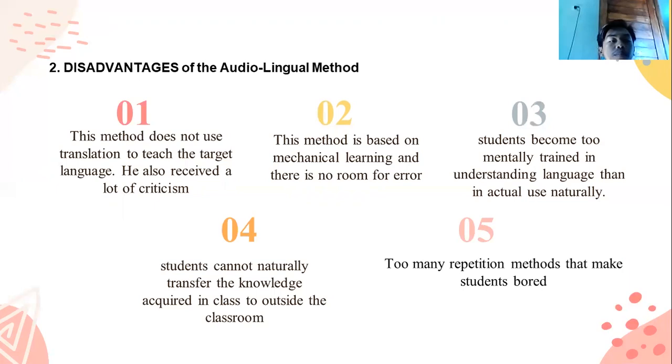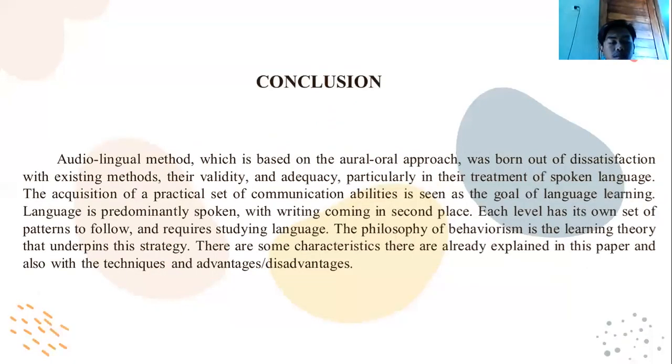And the third one is that students become too mentally trained in understanding language and not in actual natural use. And the next one is that students cannot naturally transfer the knowledge acquired in class to outside the classroom. And the last one is that too much repetition makes students bored. And then the conclusion will be explained by Rima.